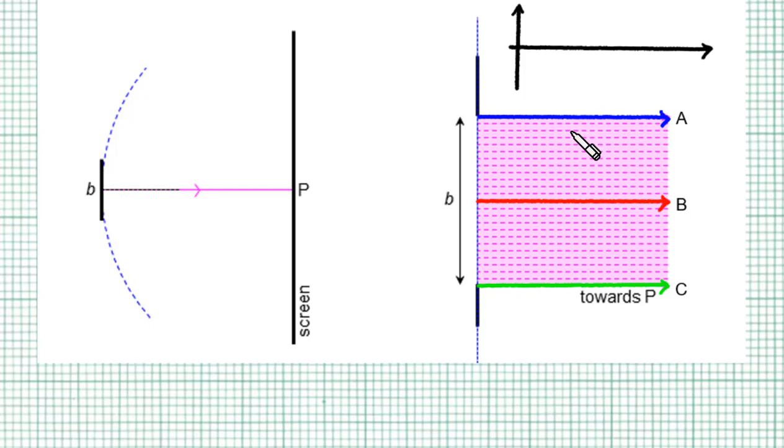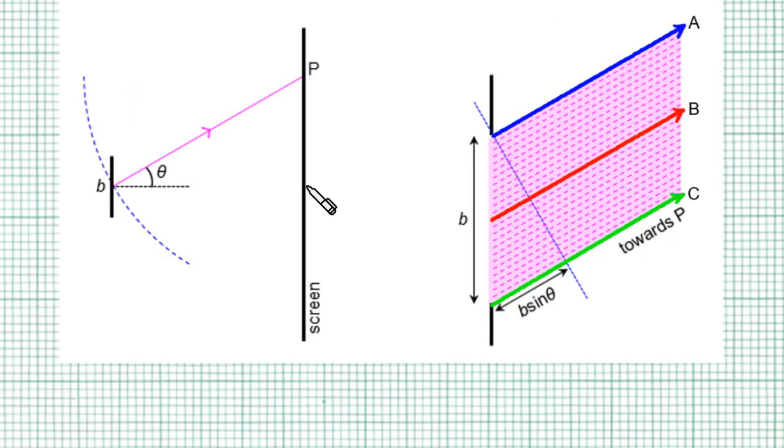Since theta is equal to zero, there is no path difference among all these rays. So all of them are going to arrive in phase at the destination point P. So if this is A, B will arrive in phase with A, and so will C. And in fact, all these rays are going to arrive in phase. You can't get more constructive than this. That's why the maximum intensity for the single slit diffraction pattern is going to peak at theta equal to zero.